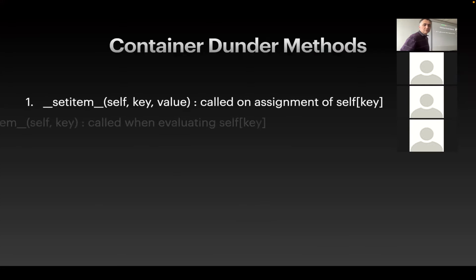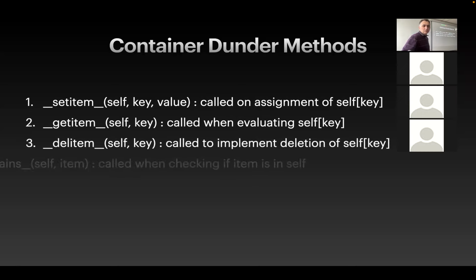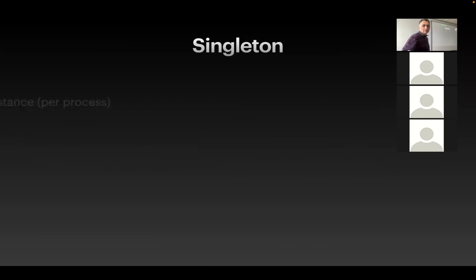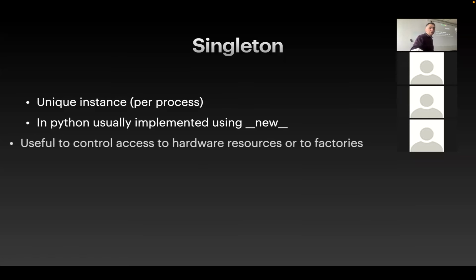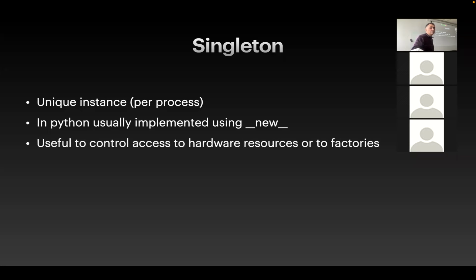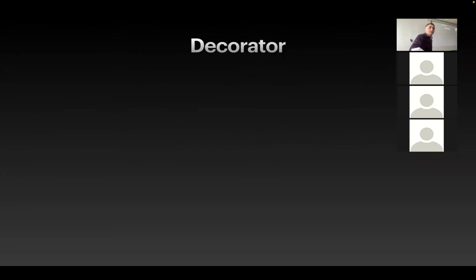So we saw this, and next we talk about singletons. Why singleton? I don't remember, but let's talk about singletons again, just as a review from the last lecture. A singleton is a unique instance per process. If you start different processes, you're no longer guaranteed that. In Python it is usually implemented with new, and is useful to control resources, factories, database connections, or anything connected to something that you need to keep a watch on.